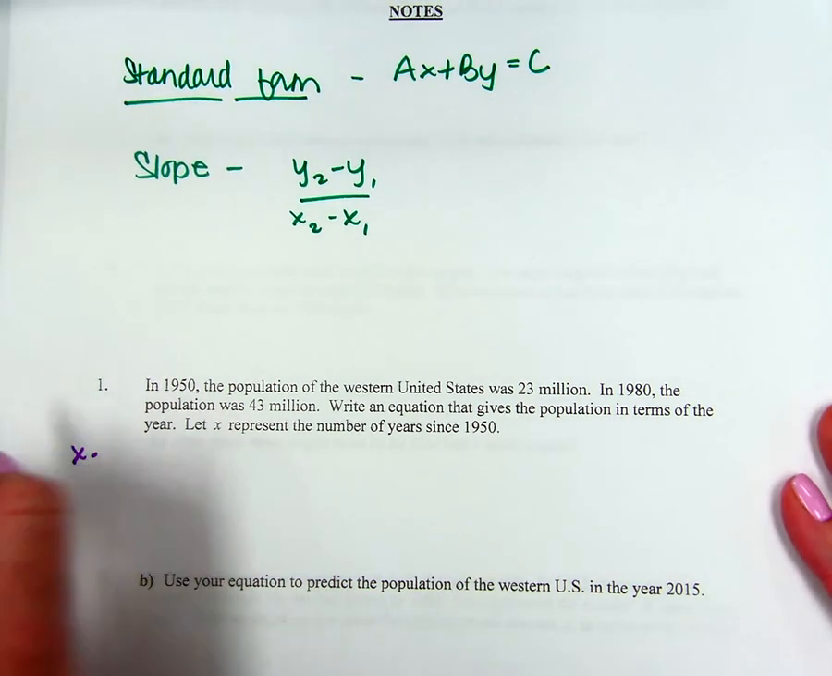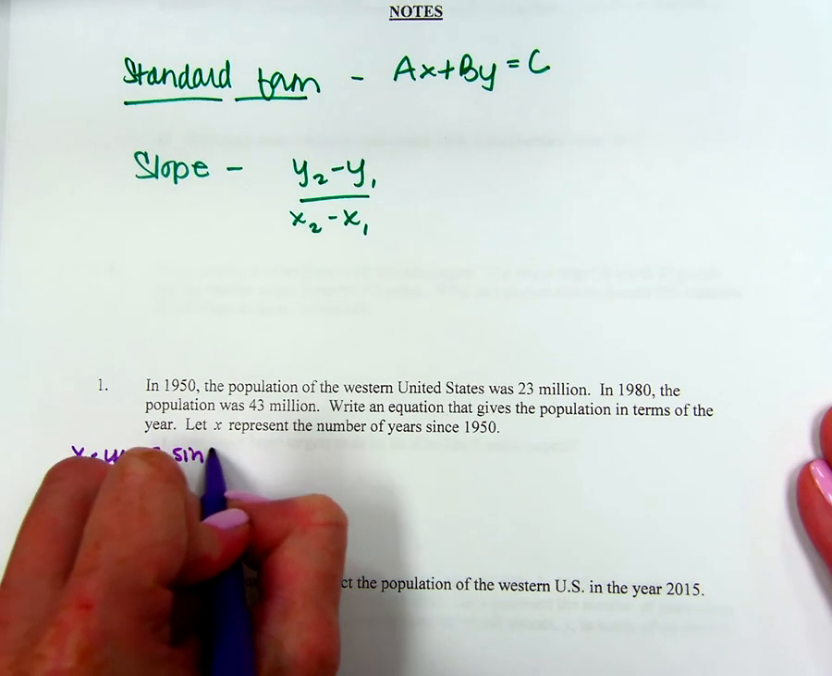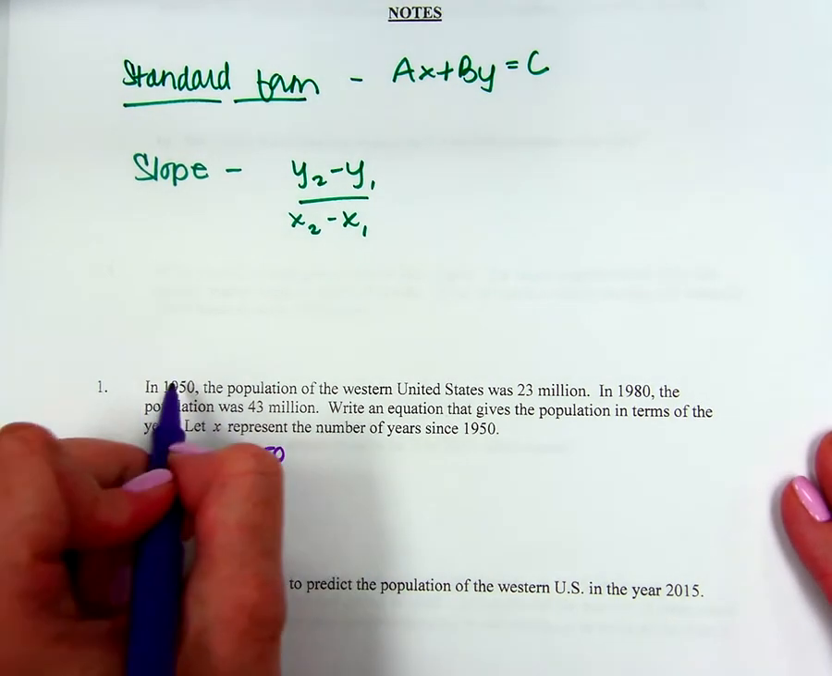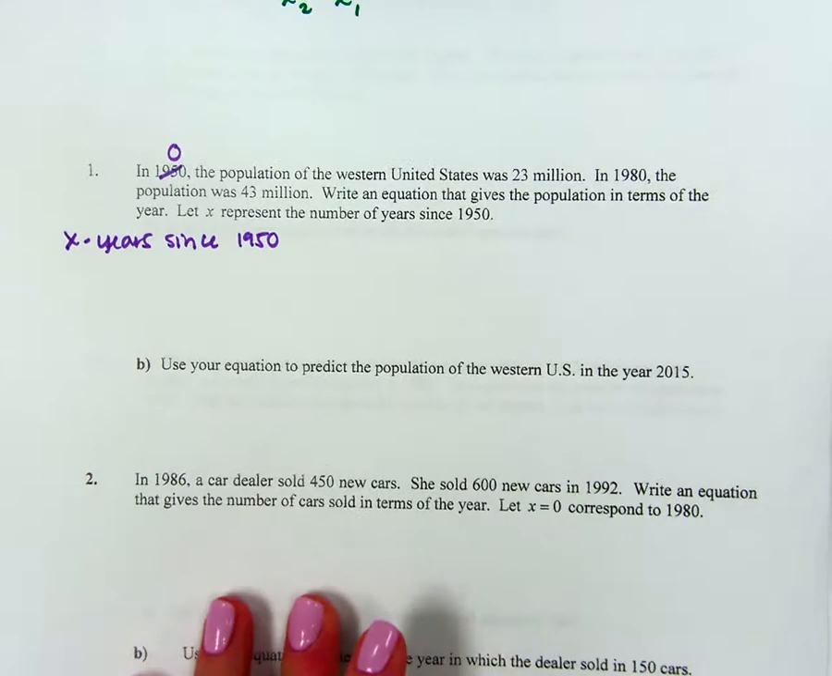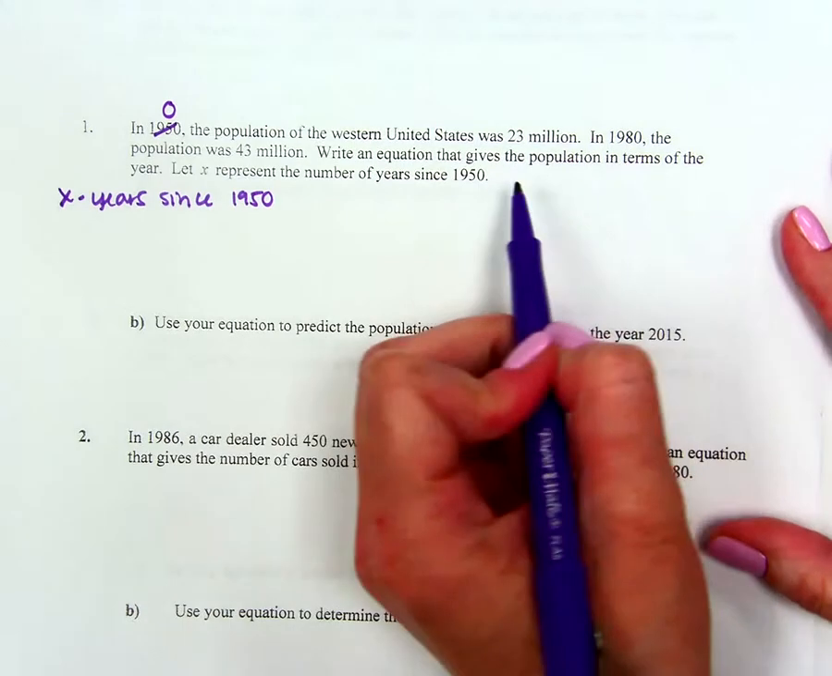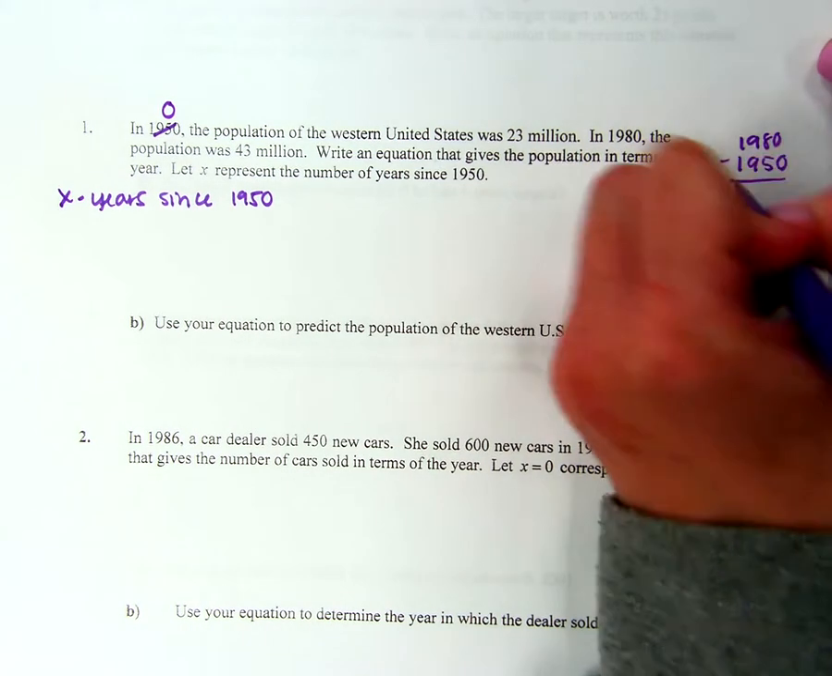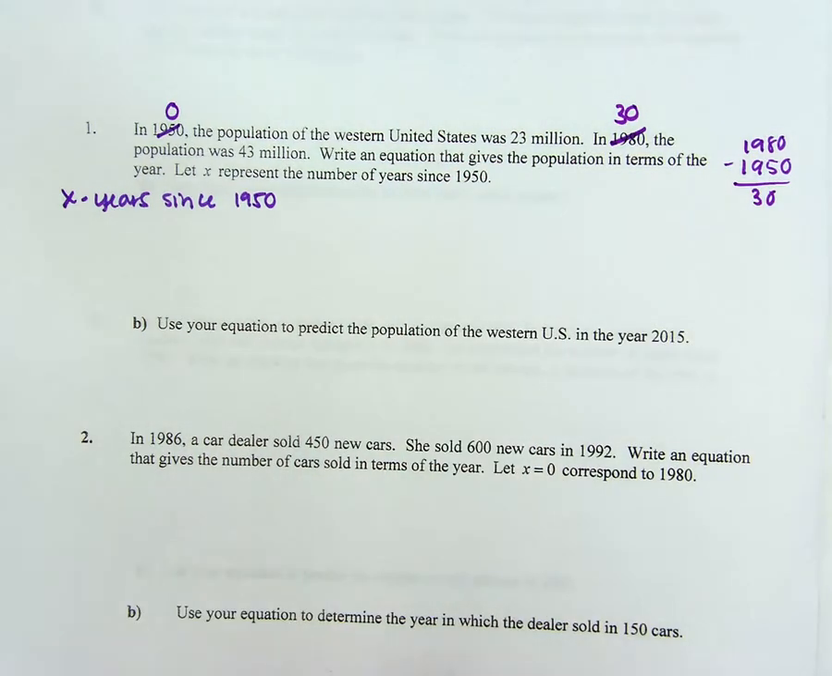So x is going to be our number of years since 1950. So remember, we're going to have to do subtraction if need be. So in 1950, that's like saying our year is 0. So that one we don't have to do any additional work on. But then looking at our 1980, that would be 1980 minus 1950. So that's going to give us 30. So this will be 30 represented. So our x is going to be our years, and our y is going to be our population.